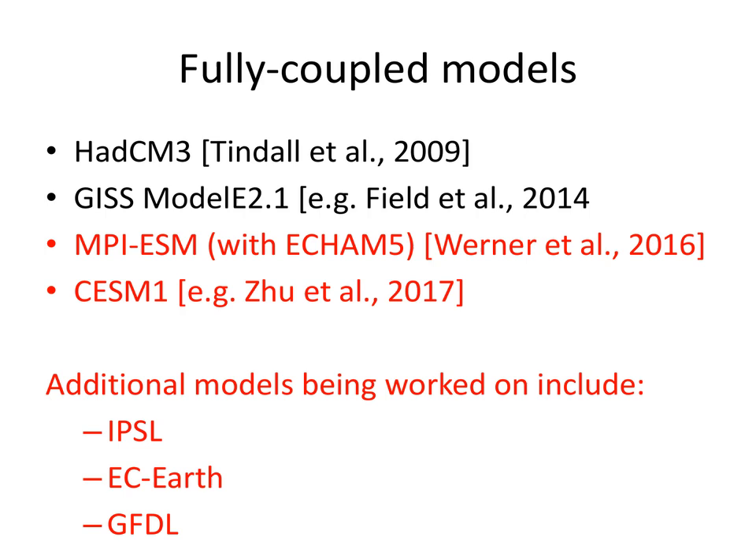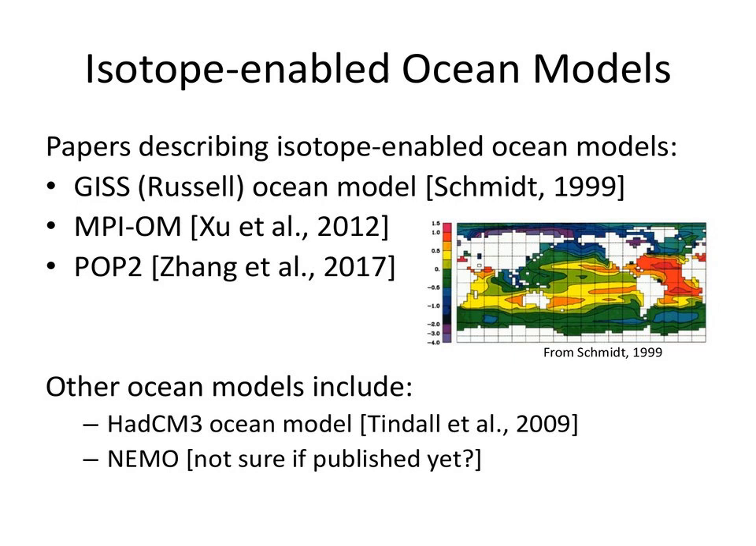Real quick, we always think about atmosphere models, but there have been several published ocean models that weren't necessarily cited in the original SWING, or are just cited in the internal SWING papers. Those include the MPI ocean model, the GISS model, and POP2, NCAR's ocean model. Others I know include HadCM3's ocean model, and NEMO, which is IPSL's; my understanding is that it exists, but I haven't found a citation for it. And the advantage of ocean models is that you usually don't talk about isotope-enabled ocean models a lot compared to the atmosphere.